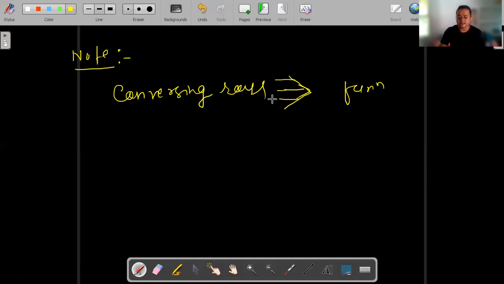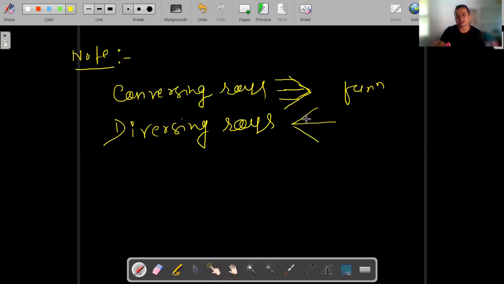And diverging rays is not a function. Diverging rays is what? Like this. This is diverging rays. Understood? This is not a function. Hope it is clear to everyone. Right? Okay.